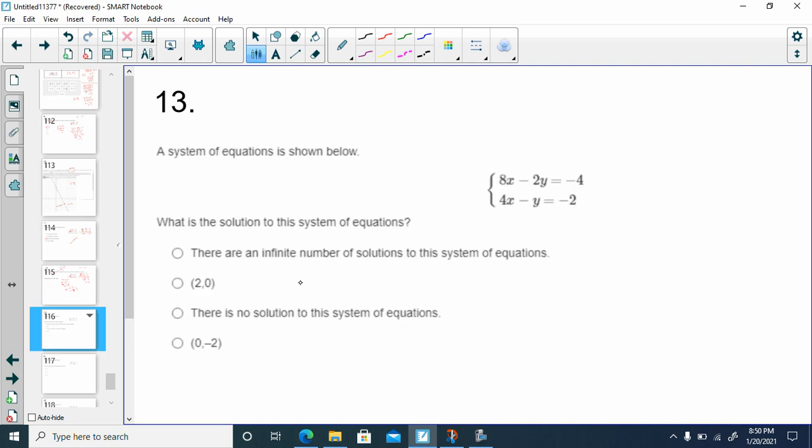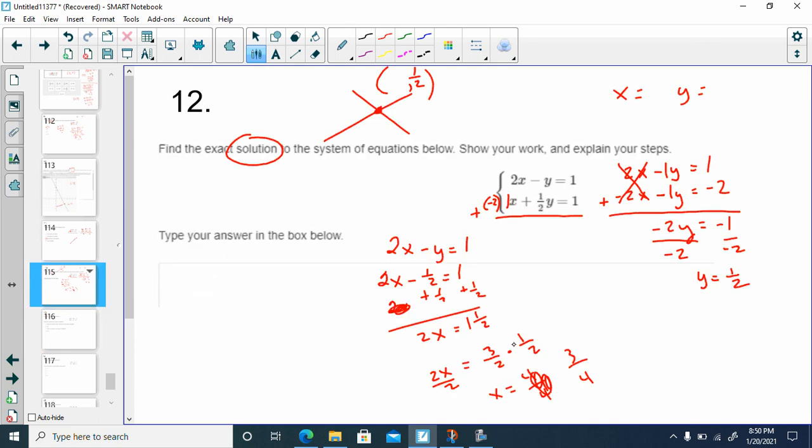Let's look at number 13. A system of equations is shown below. What's the solution to this system of equations? Let me look at something real quick on this one. 1/2 and 3/4. Let's see if that works. 2 times your x, 3/4, okay, I'm checking myself, minus my y, which is 1/2, and let's see if that's equal to 1. 2 times 3 is 6/4, minus 1/2 equals 1. Okay, that would be 6/4 minus 2/4, which is 4/4. So yes, that works, doesn't it? Okay, I just wanted to check myself.